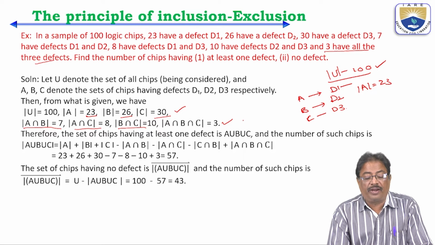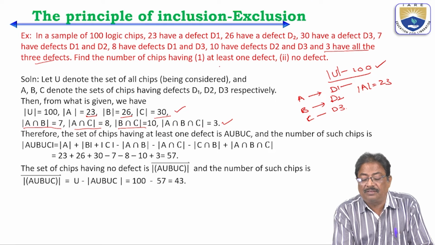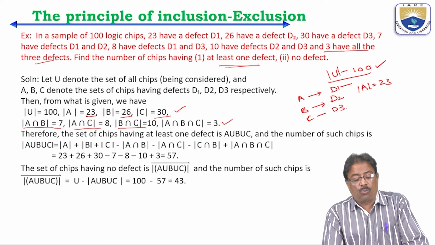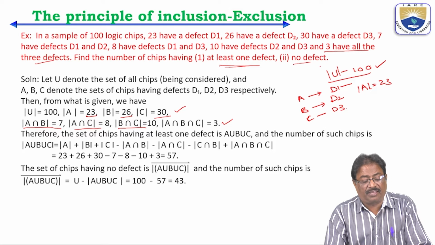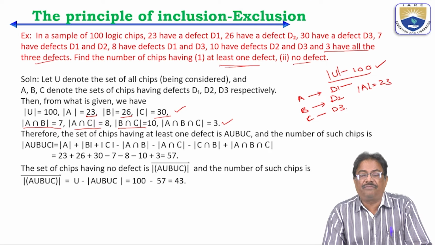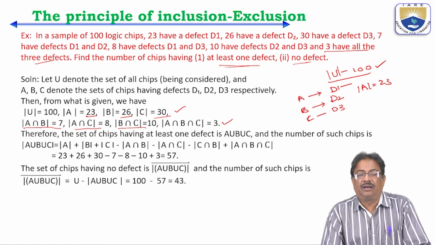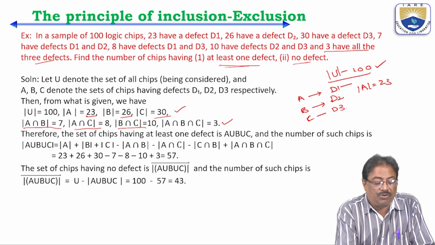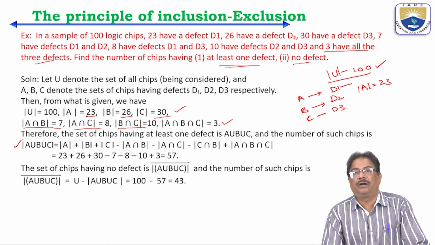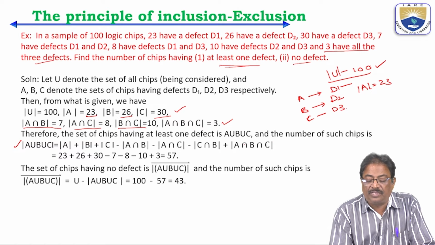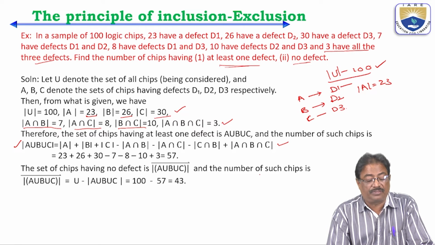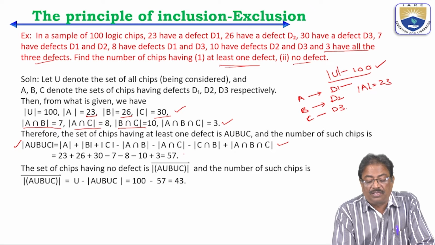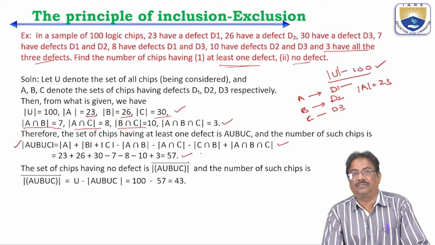Then they have to find the number of chips having at least 1 defect, and another one which is not having any defect. At least 1 defect means we have to calculate either A defect will be there or B defect will be there or C defect will be there. So we have to calculate the cardinality of A union B union C. We are going to use the principle of inclusion and exclusion for three sets. Then we are going to substitute all the values and get the remaining answer like this.